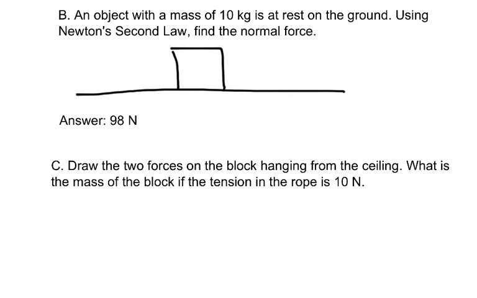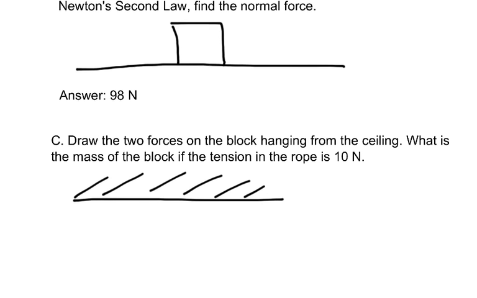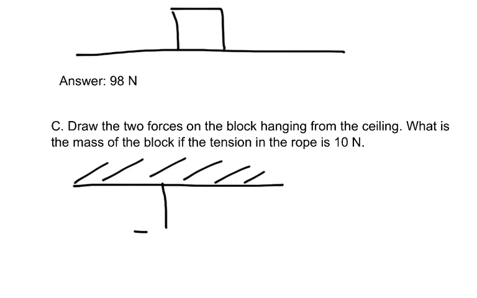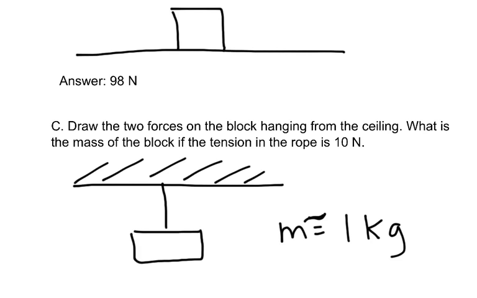Alrighty, last problem. Draw the two forces on the block hanging from the ceiling. What is the mass of the block if the tension in the rope is 10 newtons? So here I have a ceiling. I have a block hanging from a rope from the ceiling. You'll need to draw the free body diagram on this block and then determine the mass. Here is the answer. The mass is approximately 1 kilogram.